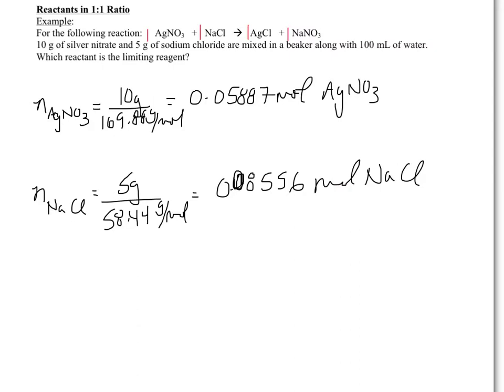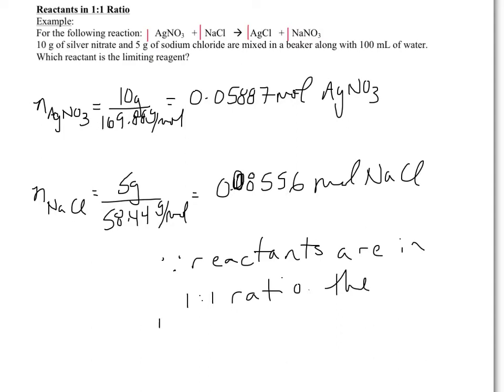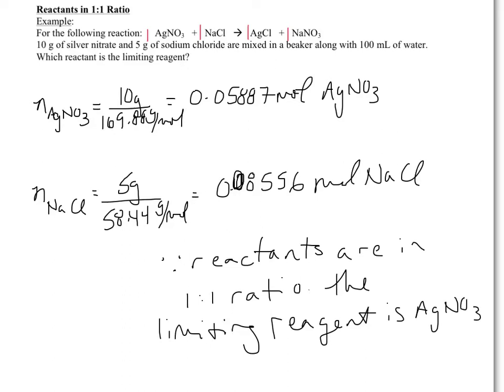So since the reactants are in a 1-to-1 ratio, the limiting reagent is AgNO3. How did I figure it out? Well, you'll all agree that this number is smaller than that number. And that's the long and short of it.